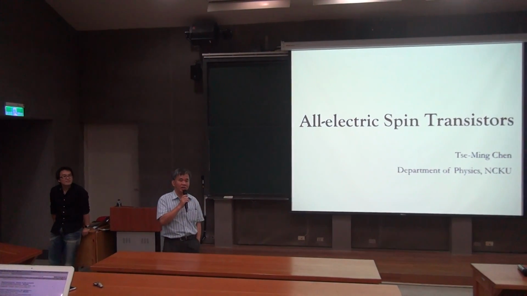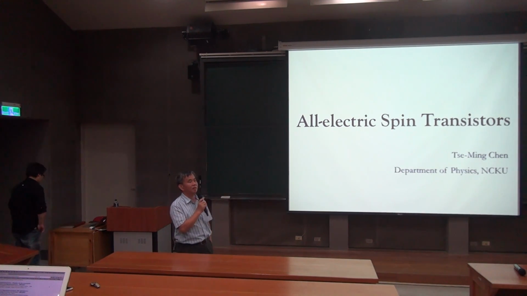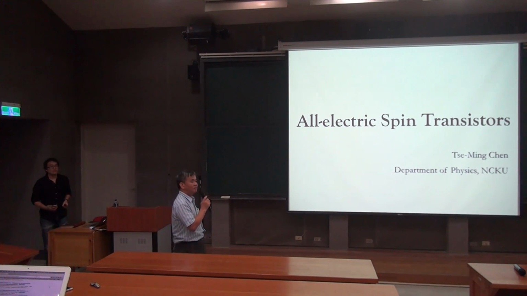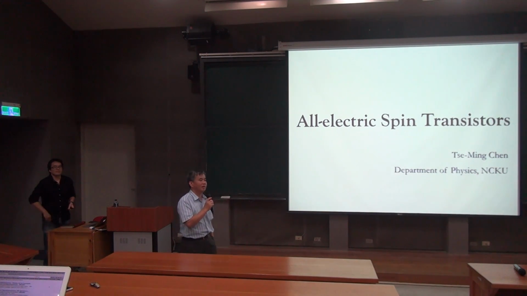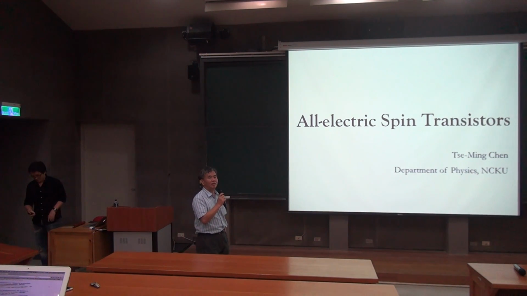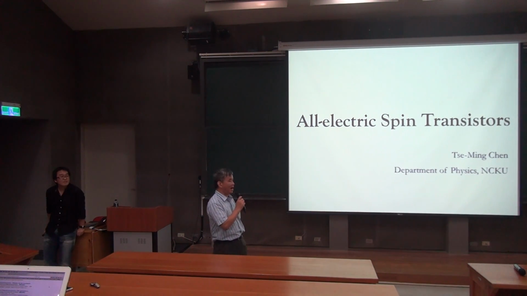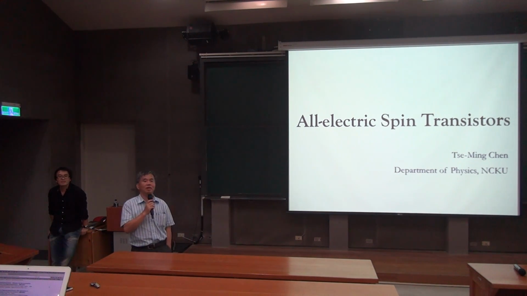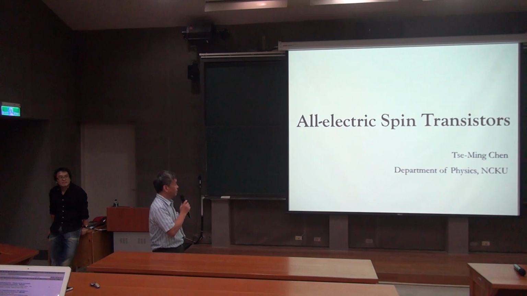Tse-Ming is here with us today. Tse-Ming is an alumnus of our department. He got his Bachelor of Science degree in 1999 and Master of Science degree in 2004 here. Then he went to Cambridge and got his PhD in 2009. In 2010, he went back to Cheng University, and he is now an associate professor in the Department of Physics in National Cheng University.